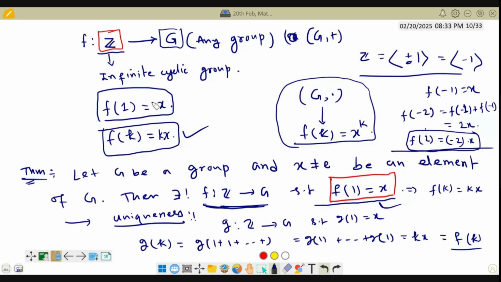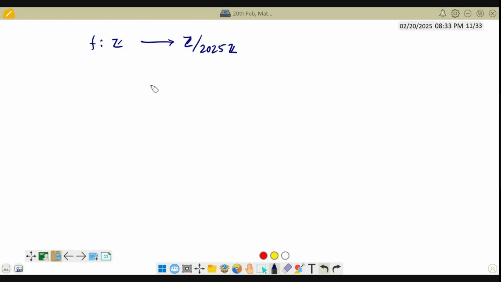What this theorem tells us is, if you fix the value of f of 1, then you have a unique homomorphism. That means depending on how many x are there, you have the cardinality of x, right? Here you have f of 1 is x, then that is unique. So how many choices of x are possible? 2025. So the number of group homomorphisms is 2025.